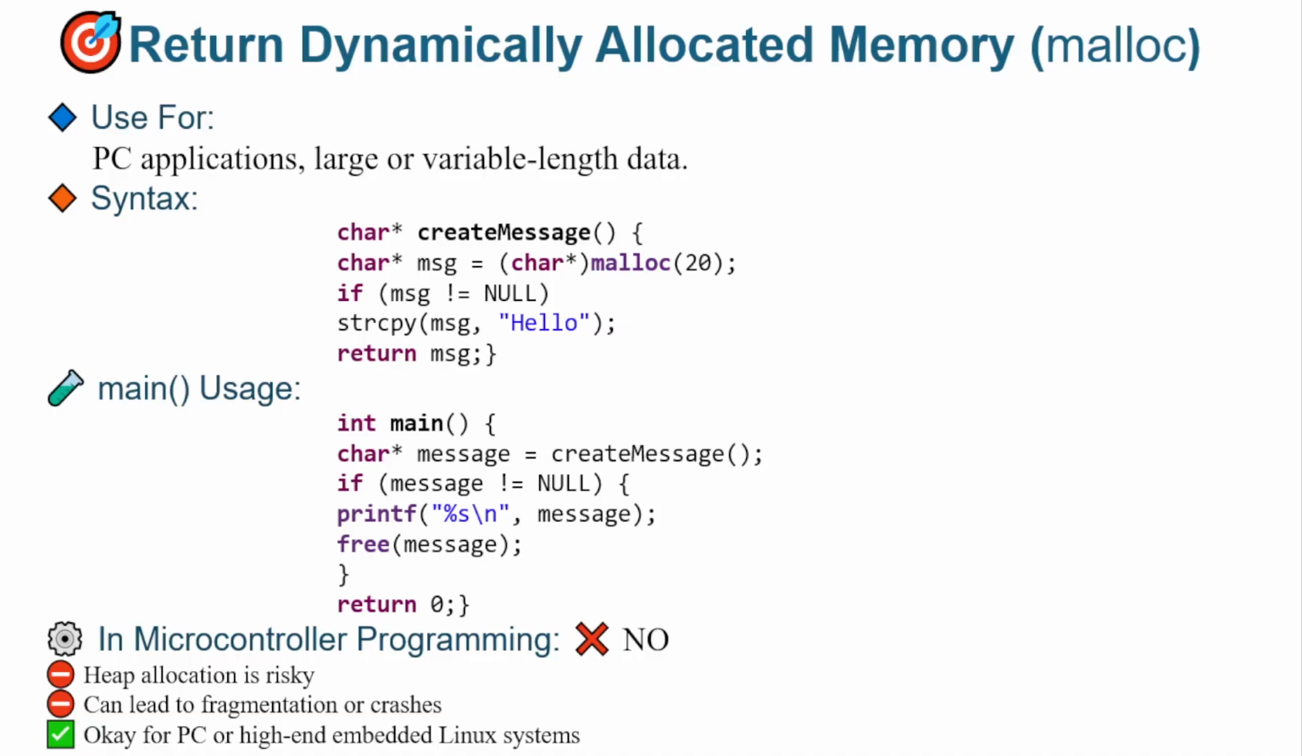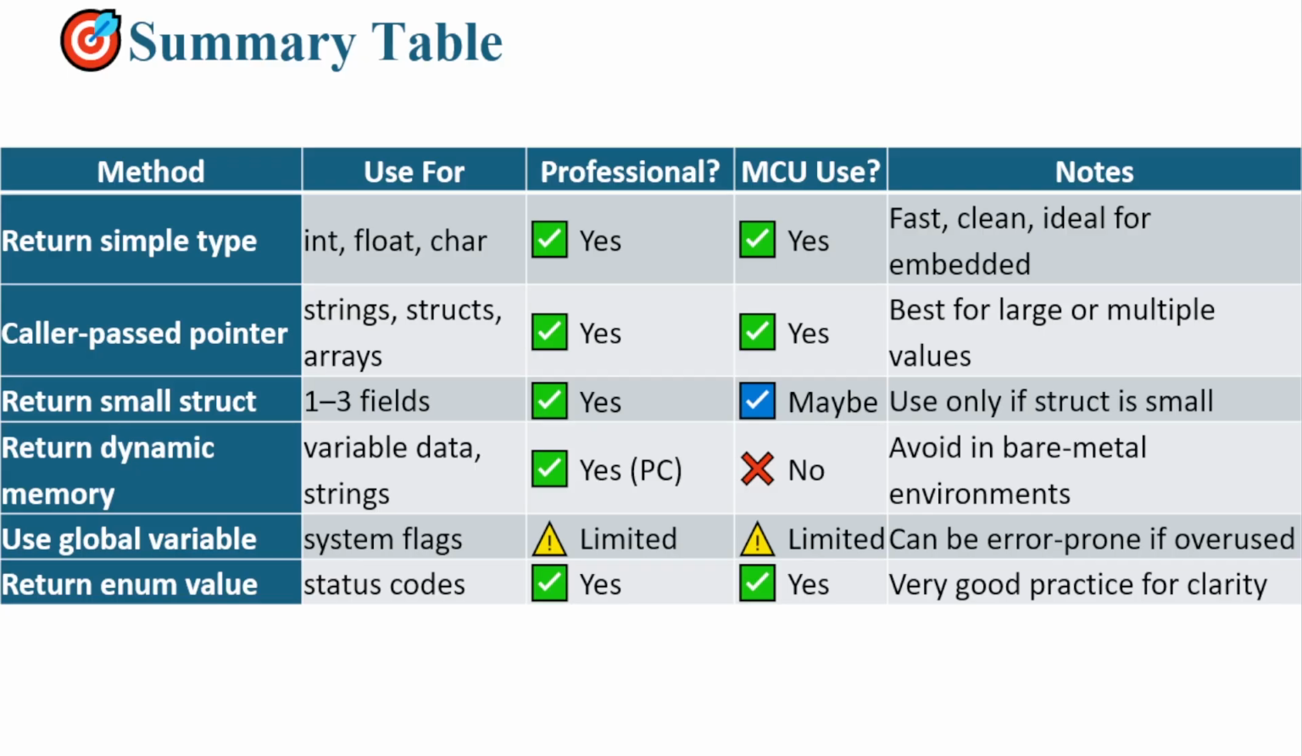Summary table. Here's a quick summary of different ways to return data from a function. Return simple types like int, float, or char: fast, clean, and ideal for embedded projects. Call by pointers: perfect for strings, structs, or arrays, especially when you need to return multiple or large values efficiently. Return small structs: suitable if the struct has just 1 to 3 fields, but avoid large structs to keep it efficient.